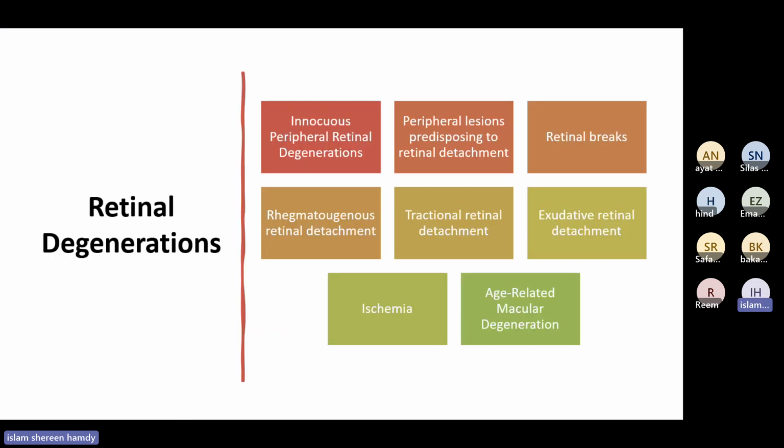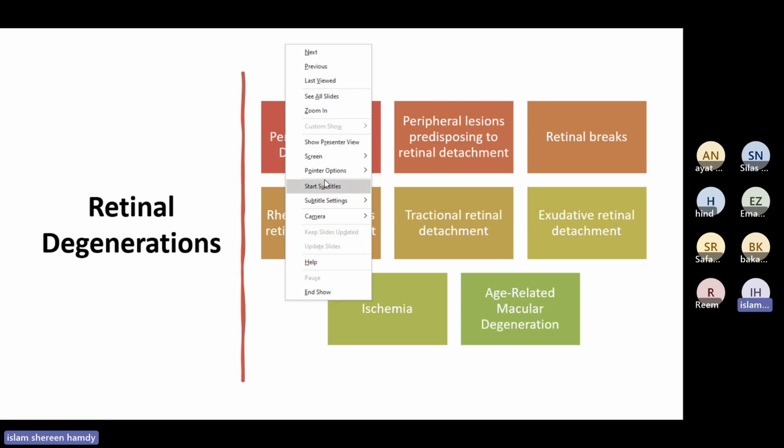So what we'll cover is the retinal degenerations that will not predispose to retinal detachment, and then those that will predispose to retinal detachment. Then we will discuss the retinal breaks and the different types of retinal detachment: rhegmatogenous, tractional, exudative. We will discuss ischemia, retinal artery occlusion, and age-related macular degeneration, and then talk a bit about the most important retinal dystrophies, the hereditary retinal dystrophies.